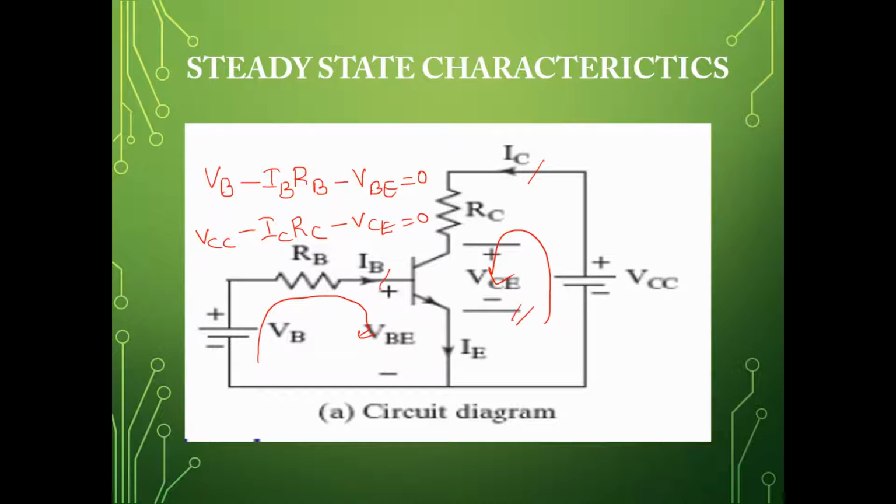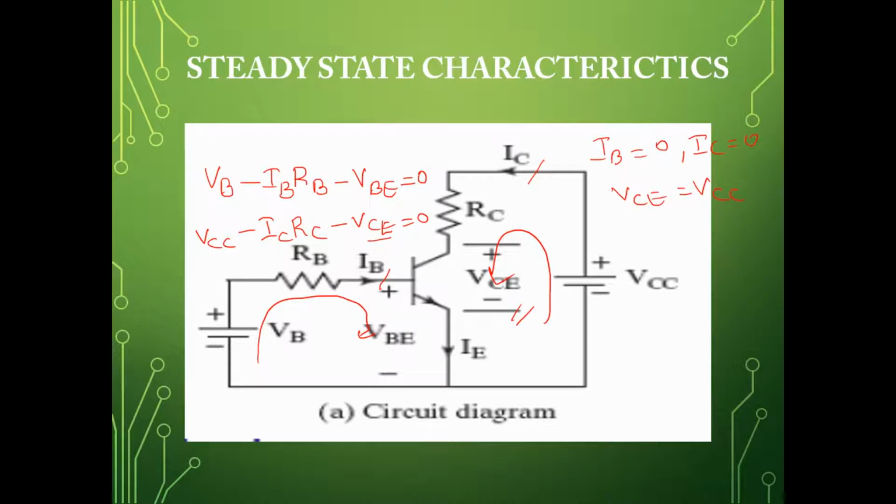If there is no voltage applied to the device, that means if IB is equal to 0, we know that IC is also equal to 0. So if IC is equal to 0, then what will be the output voltage VCE? The output voltage VCE will be equal to VCC.